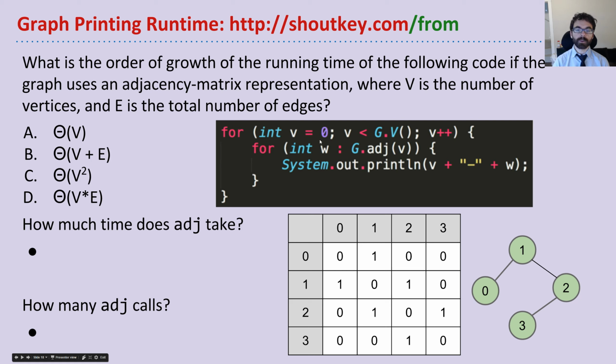Okay. So in this case, I'd like you to sit down and think, well, maybe you're already sitting, but think at least, what is the order of growth of the running time of this if we're using the adjacency matrix representation? And 2 little sub-questions to think about are, 1, how much time does this adjacency method take? And how many calls are made to it? So I'll let you ponder that, and then I'll spoil it in a moment.